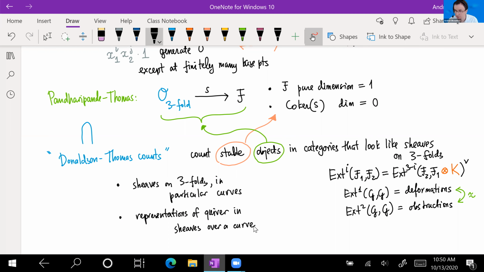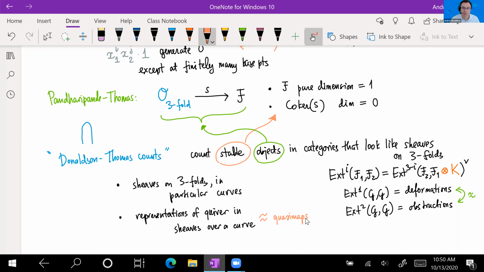Right. So this is the kind of thing that we consider here. And those are more or less some kind of version of quasi-maps. If you have something two-dimensional, you make a family of these two-dimensional objects, and you get something three-dimensional. Right.